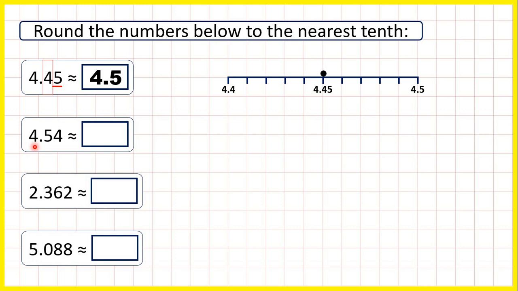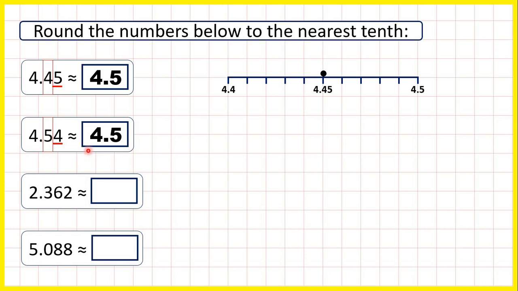Now we have 4.54. Again, we need to circle the tenths digit and underline the hundredths digit. We have a 4, and if it's 4 or less, we round down. That means the digits that we've circled, so the tenths digit, stays the same, and digits to the left of what we've circled always stay the same, so we have 4.5 again.